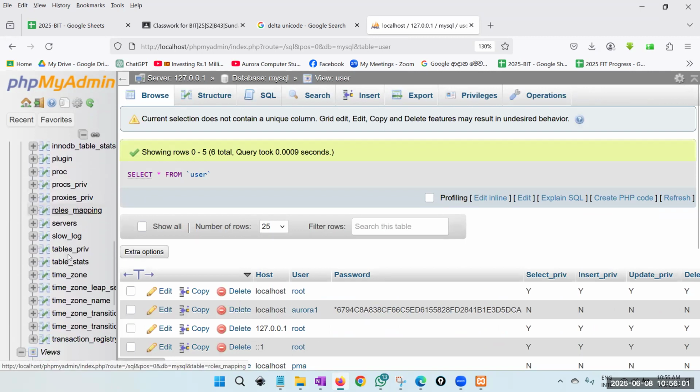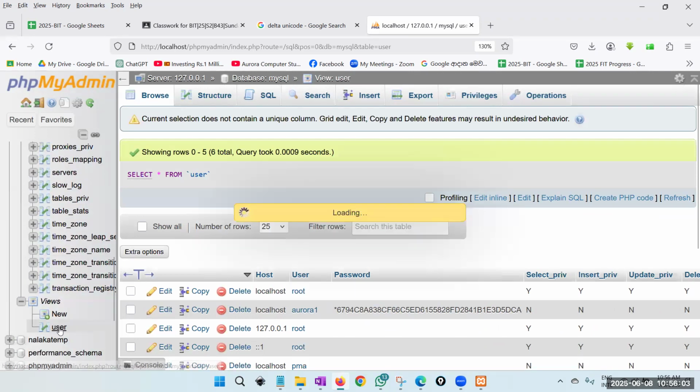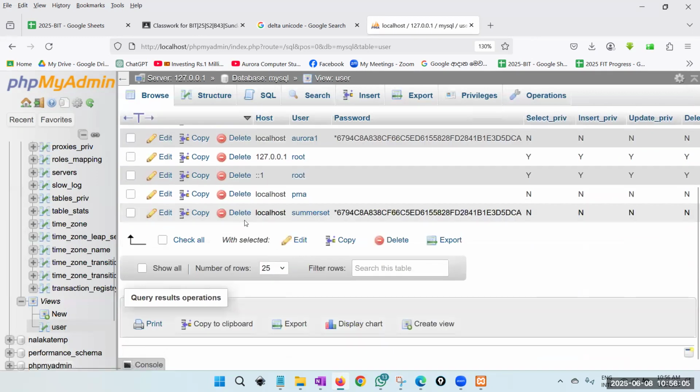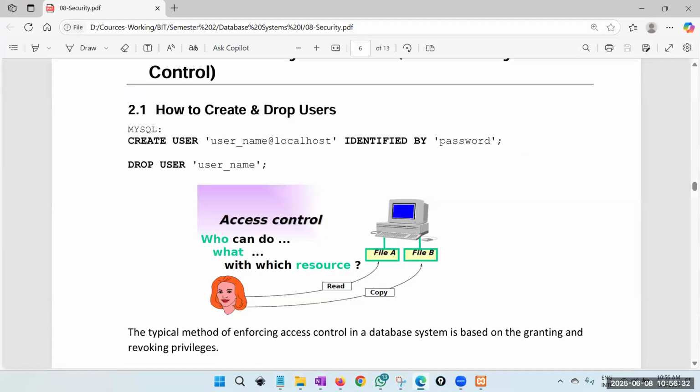But I can't remember exactly what the table is, but it's in the user view. And you can see I just created Somerset, and the password has been encrypted. But when the password is decrypted, it will be null. Okay. This is a root user. This is a root user, with a blank password. And some other users are already created. Is it clear? Right. At any time, you can delete a user as well.